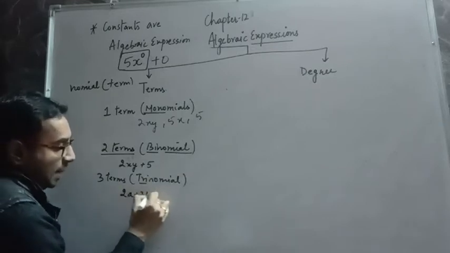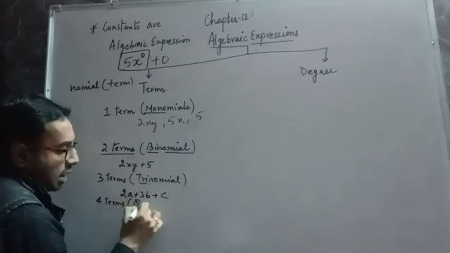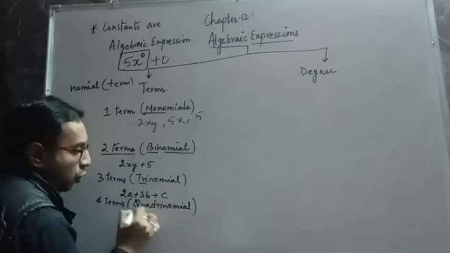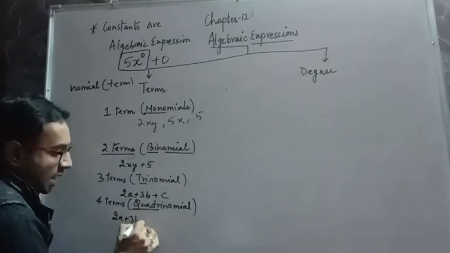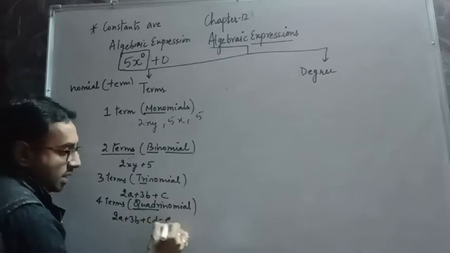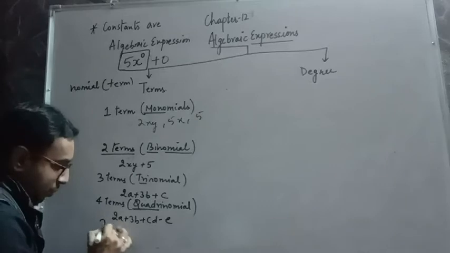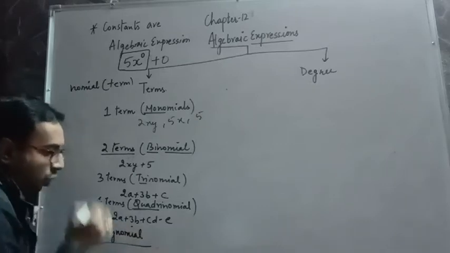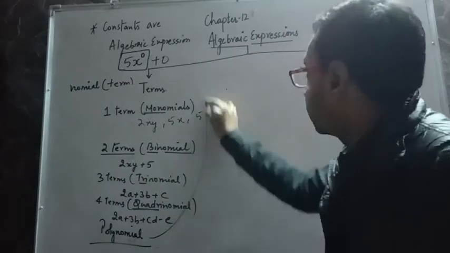2a plus 3b plus c. 4 terms, quadrinomial. Quadri means 4. Quadrinomial, 4 terms: 2a plus 3b plus c d minus e. Next, more than 4 terms is known as polynomials. Understand this important word, polynomial. I'll explain polynomial in detail after this.